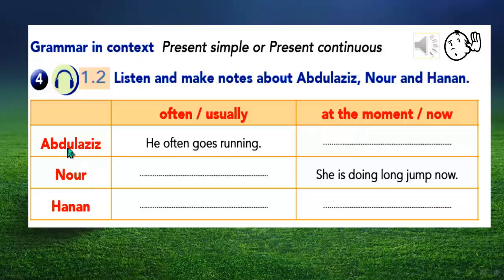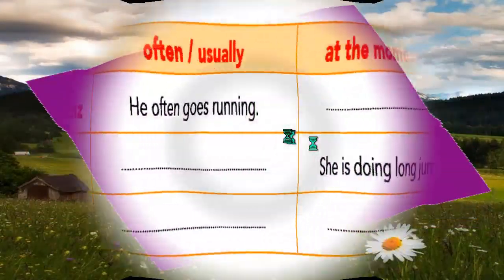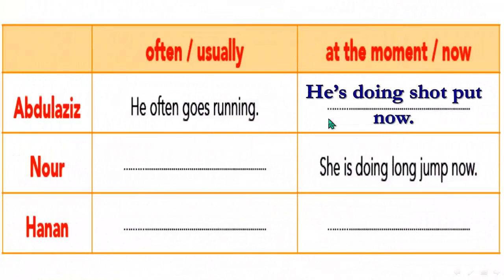Okay, so Abdulaziz, he often goes running. He often goes running. This sentence is in present simple, because the verb with he is singular, and the subject is singular. He often goes running. Okay, next one, as you see, at the moment or now, he is doing shot put now. He is doing shot put now.